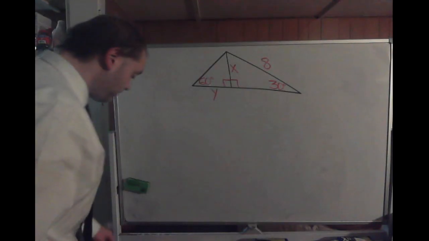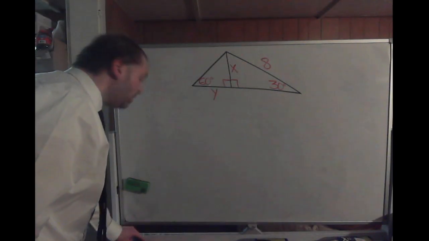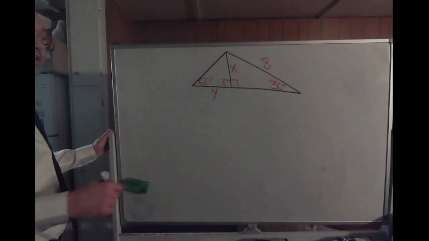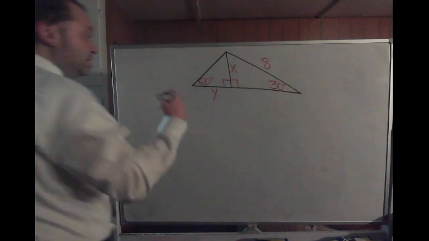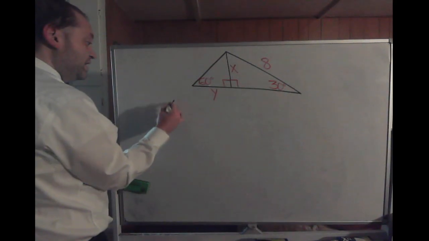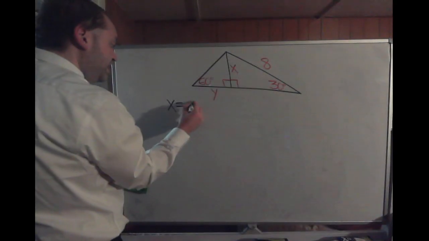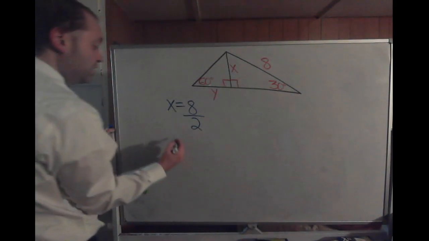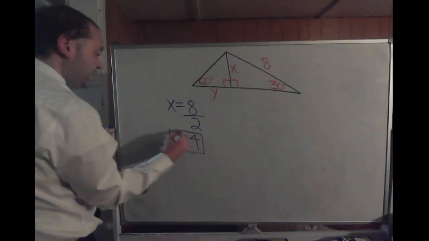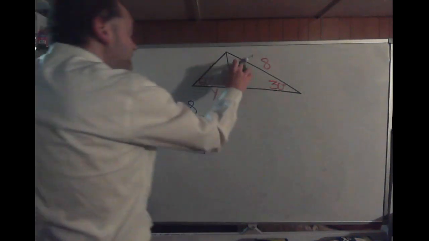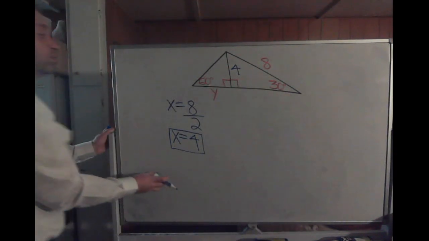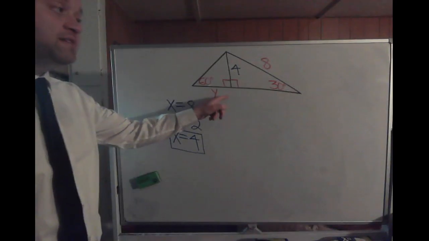Well, here, to find x, we know that's going to be the shortest leg because it's across from the 30-degree angle, right? And the length of the hypotenuse of this right triangle is 8. So to find x, you're going to take the length of that hypotenuse, 8, and divide it by 2, which simply means that x would be 4. In fact, why don't we fill that in? Because now we can actually use this to proceed to find y.